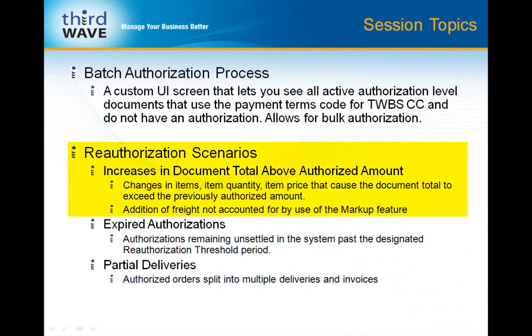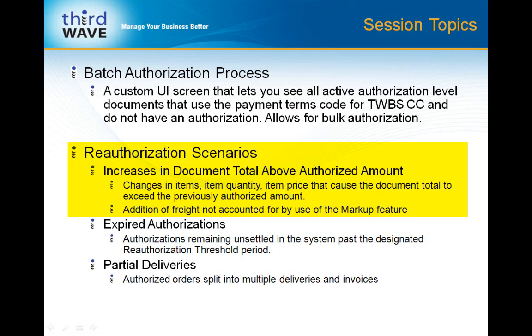The first reauthorization scenarios that we're going to examine are when increases in some factor of the document cause the document total to go above the previously authorized amount. These increases can be anything from the addition of new items to an order, an increase in the quantity of an item, or an increase in the price of an item.